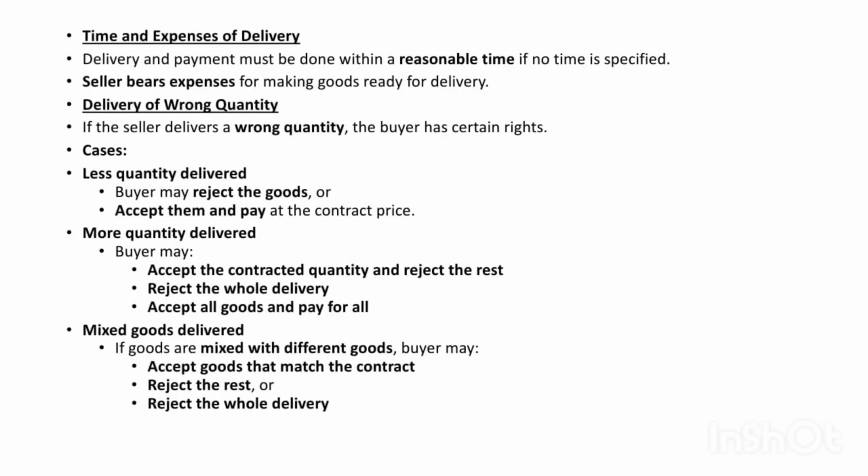The second one is more quantity delivered. The buyer may accept the contracted quantity and reject the rest, reject the whole delivery, or accept all goods and pay for all. Next one is mixed goods delivery, that is if goods are mixed with different goods, meaning the seller sends the wrong type along with the right type. There also the buyer may accept goods that match the contract and reject the rest, or reject the whole delivery.